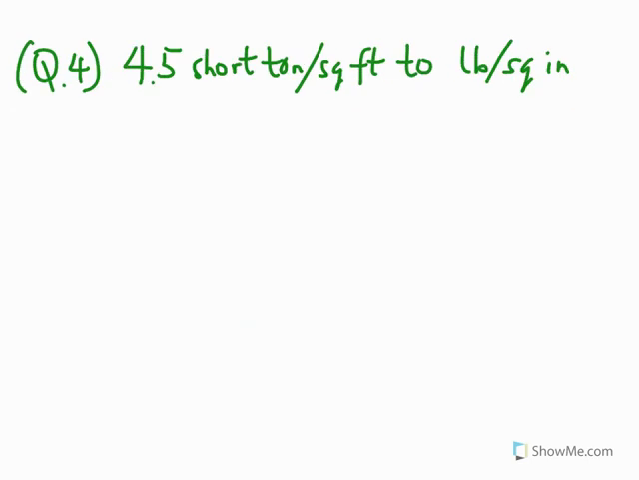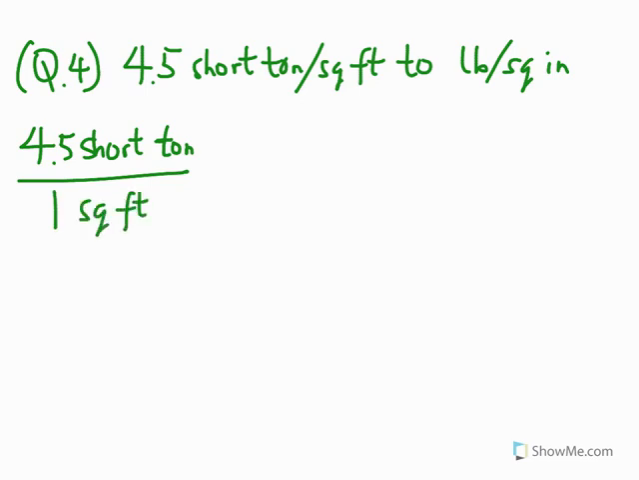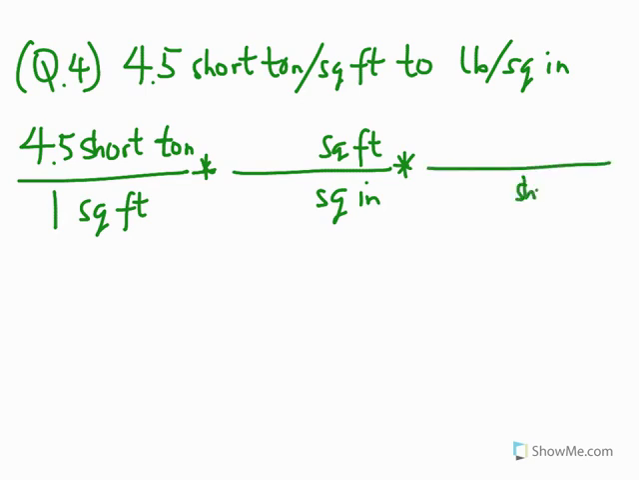Question 4. 4.5 short ton per square feet to pound per square inch. So we write 4.5 short ton all over 1 square foot. We want to put square feet here, and we want to put square inch. There is a direct relationship, and then there's also a direct relationship between short ton and pound. So we see that 1 square feet is 144 square inches, and 1 short ton is 2,000 pounds. Make sure you place the units correctly.